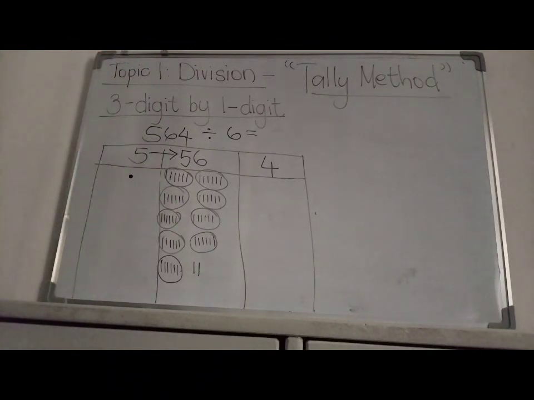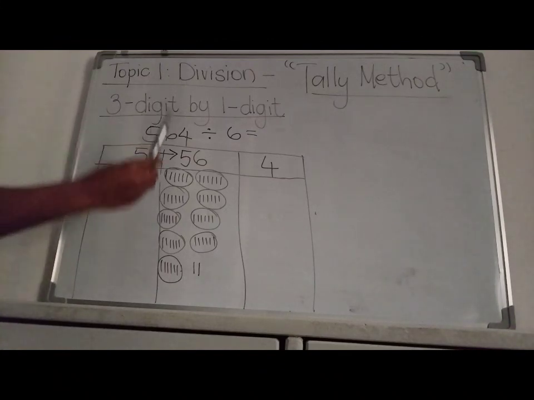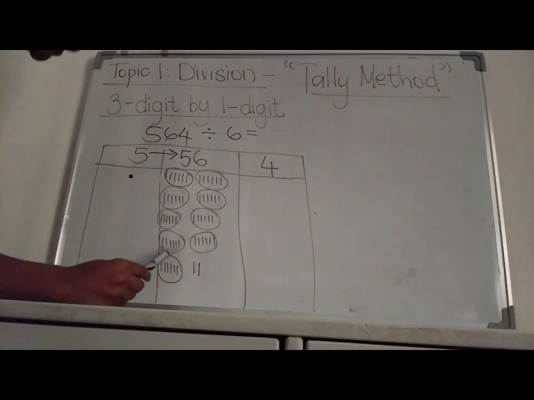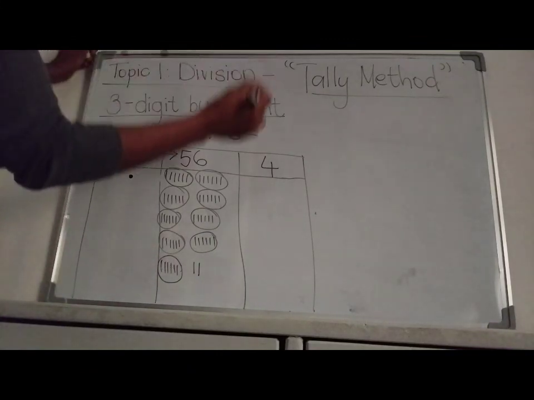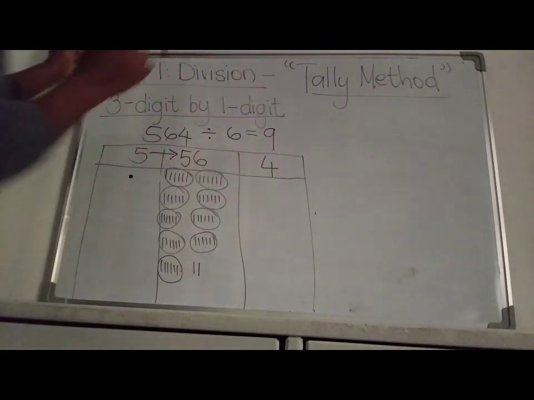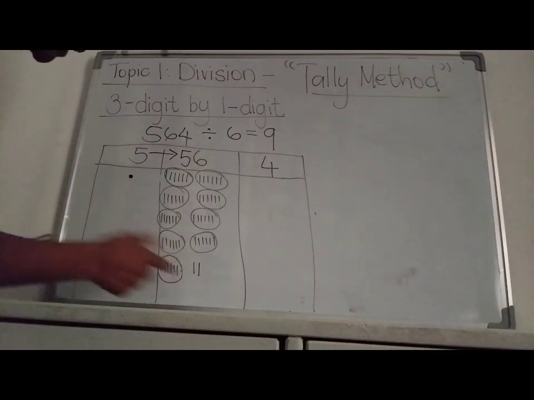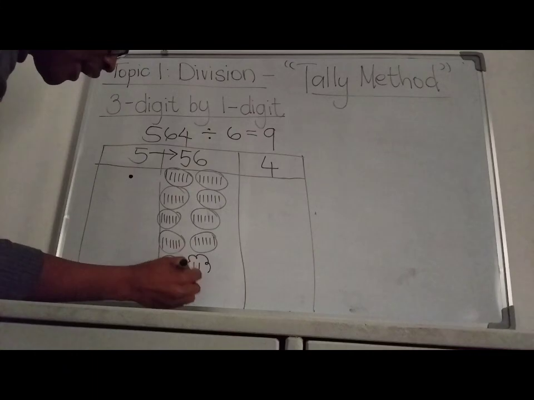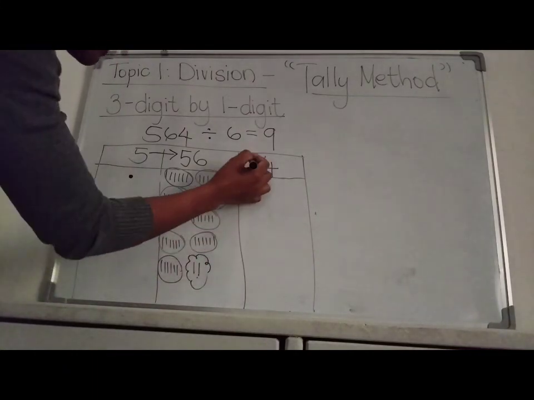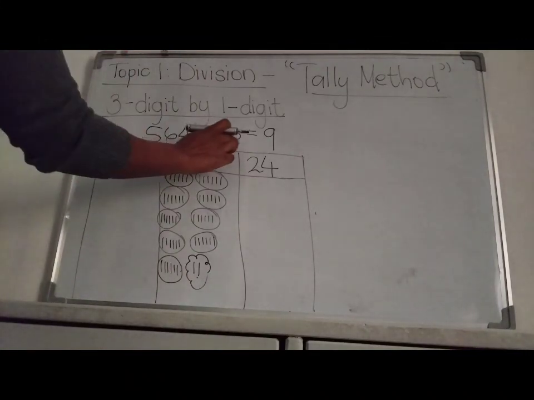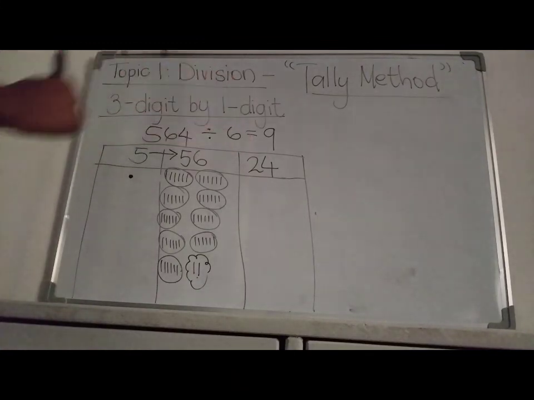How many 6s did we get? 56. By 1, 2, 3, 4, 5, 6, 7, 8, 9. We got 9. Kwakho i-remainder engubani? I-remainder engu-2. La 2 ngulo sinzisa. Yaphela. Ne? Then we ask ourselves, how many 6s do we get ku 24?